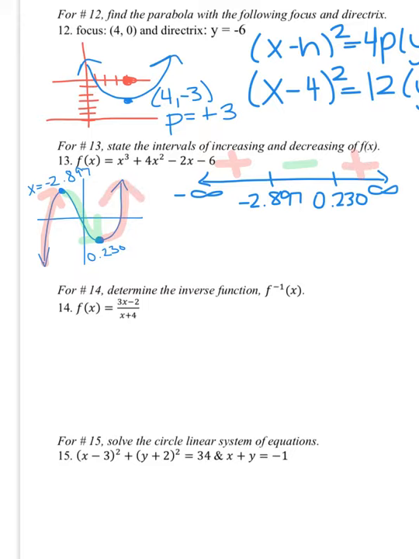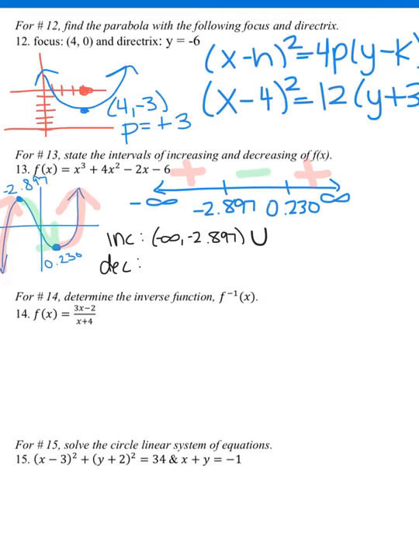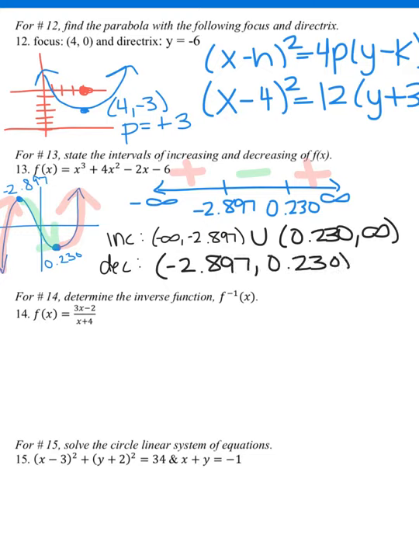So then you have to change this into interval notation though. You can't leave that as your answer. So you would have to write increasing from negative infinity to negative 2.897, and again, you put a union, from 0.230 until infinity. And then decreasing would be negative 2.897 until 0.230. It comes right off of your number line, okay? Your number line can't be your answer, but that does help kind of organize the information.